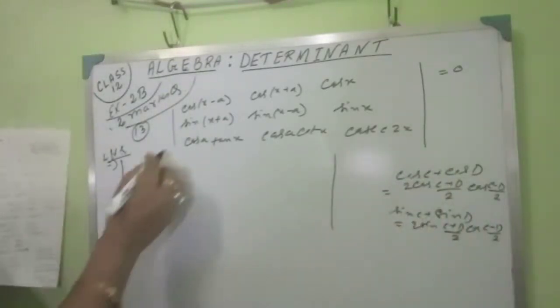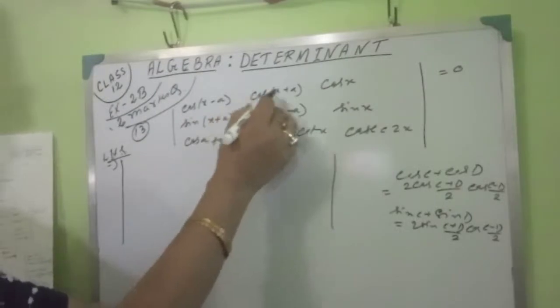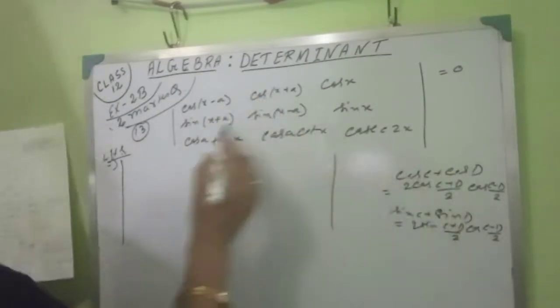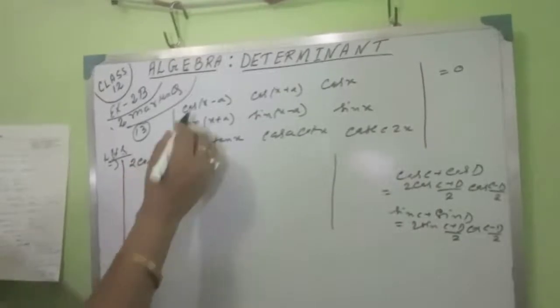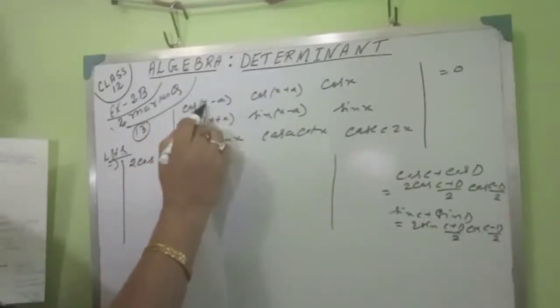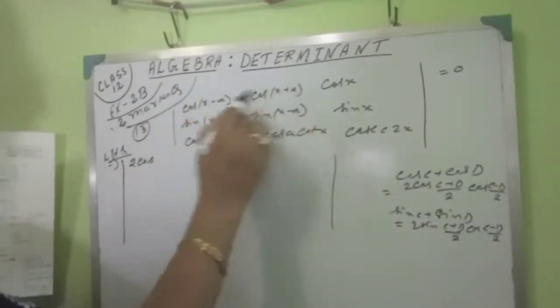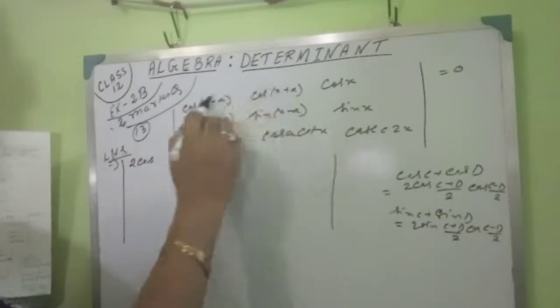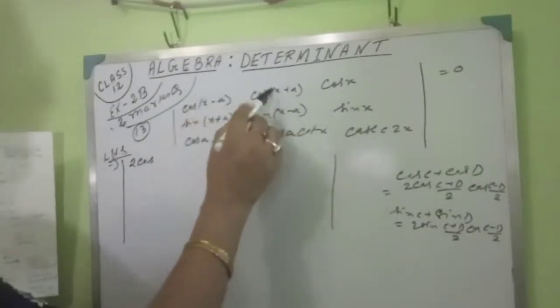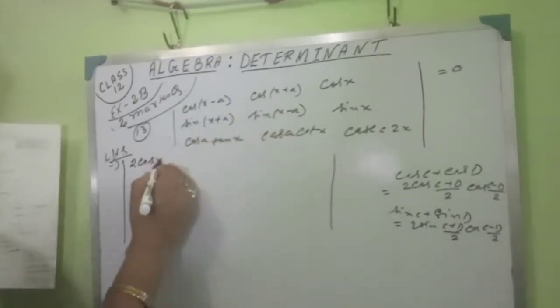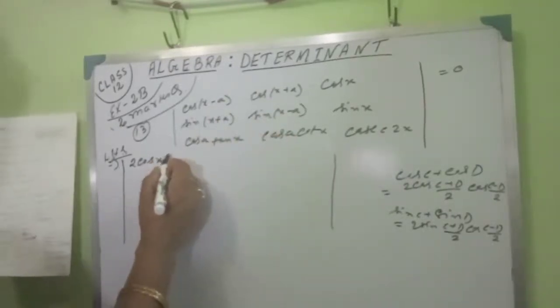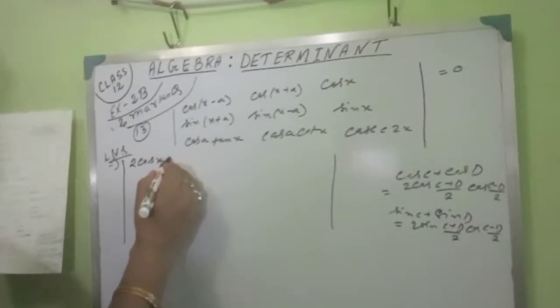Now, cos(x − a) + cos(x + a): we apply this formula and we get 2 cos((C + D)/2), that means (x − a + x + a)/2. Plus minus a will be cancelled. x plus x will be 2x, 2x by 2 is only x, so it will be 2 cos x cos a.